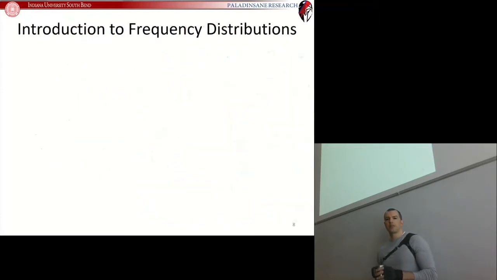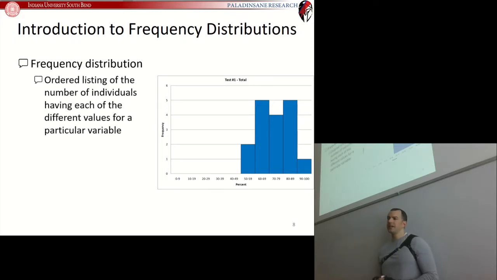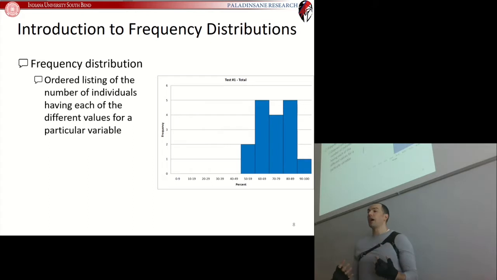All right, so let's start off with some descriptive statistics with our introduction to frequency distributions. So frequency distribution, we got one shown right up there. This is an ordered listing of the number of individuals that have a particular score on a particular variable. So it's an ordered listing. That's one of the first ways that helps our minds understand these numbers. So we put the numbers in order. They're in order of, for example, increasing scores. And then we represent somehow the number of individuals that scored each of those different values for a particular variable.